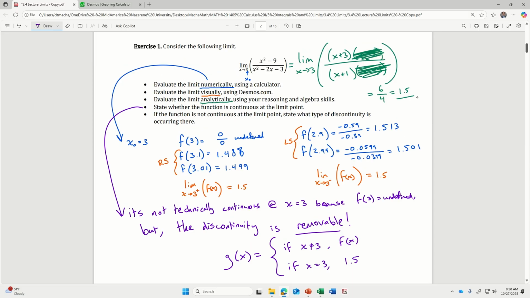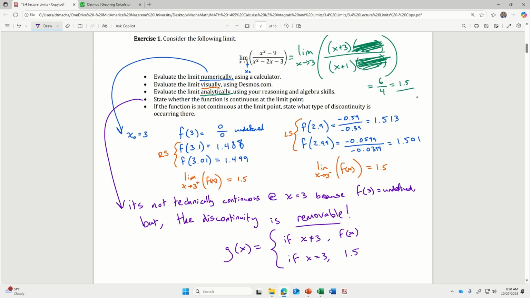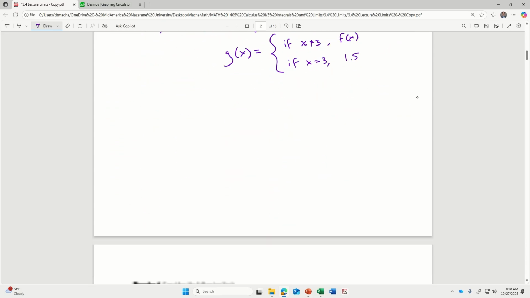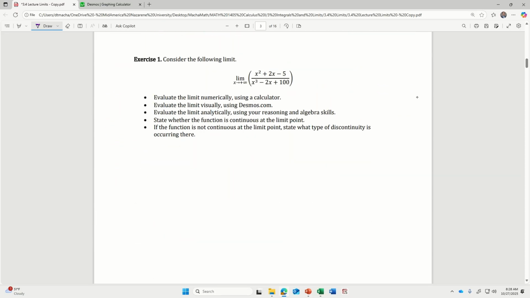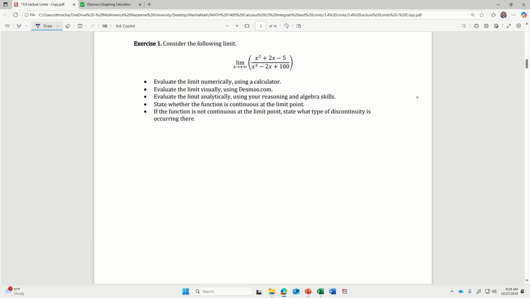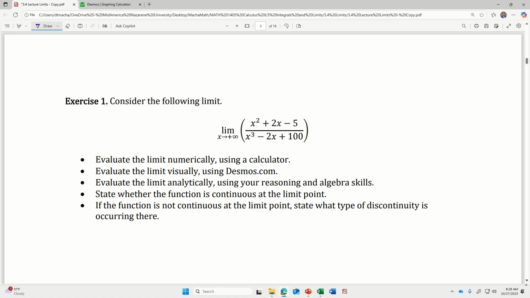So honestly, I'm not going to take off points on a test if you tell me that this is continuous, because removable discontinuities might not even be there. They might as well not even be there if you can just cancel out the factors. Regardless, here's a new question.